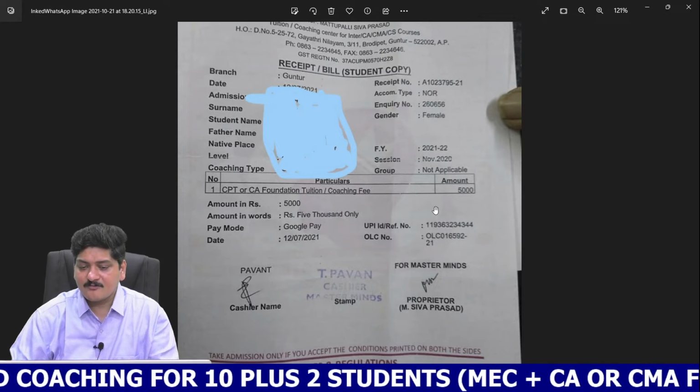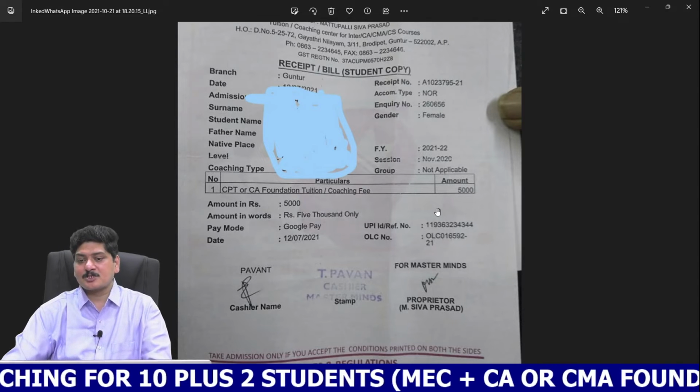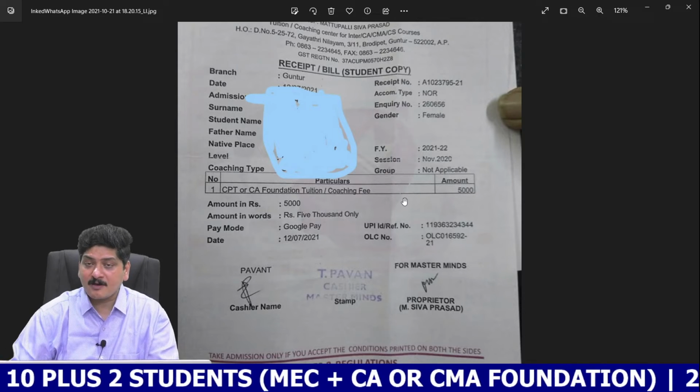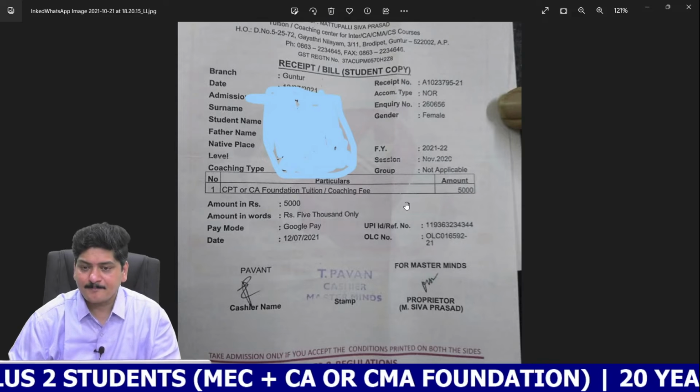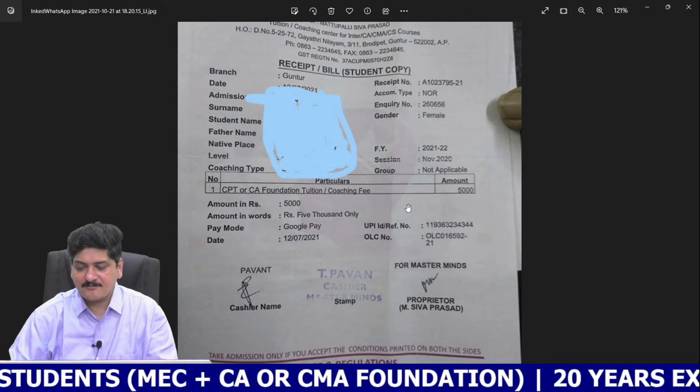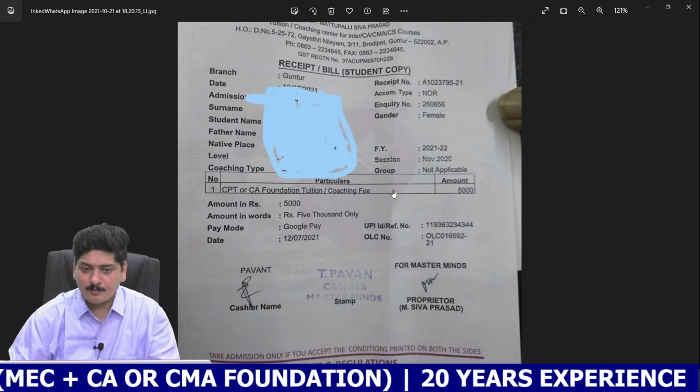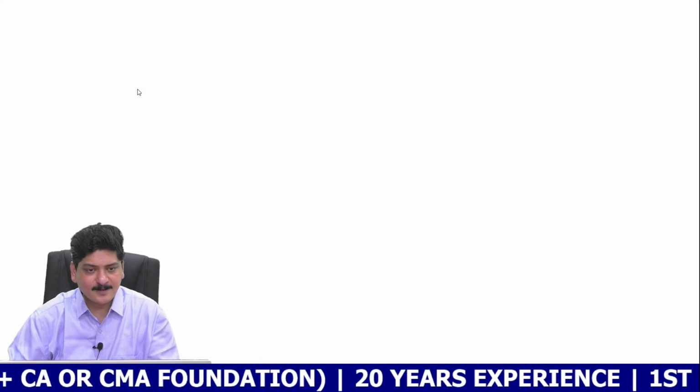Meaning to say that we are not going to collect anything from the students community in the name of GST. On the other hand, we are going to make the payment of GST out of our pocket. I'll just show you the evidence.